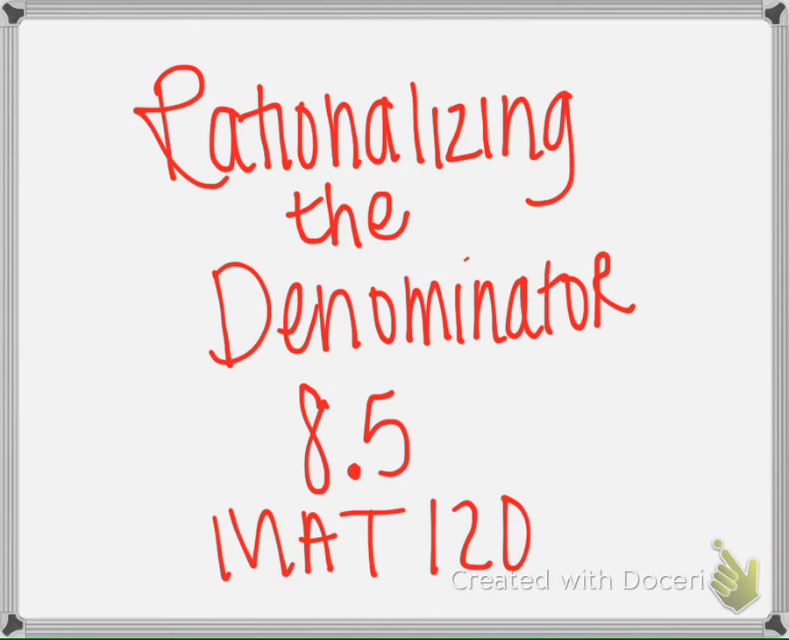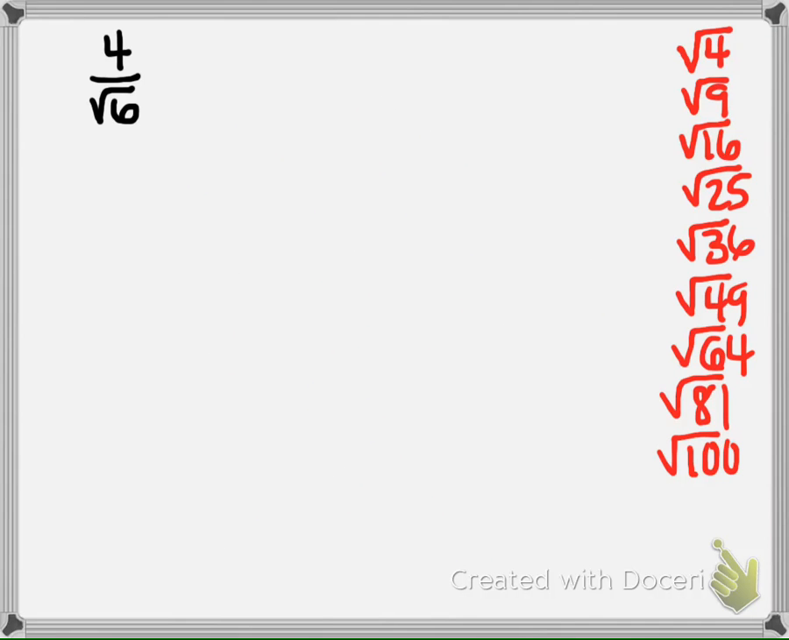In this section, we are asked to rationalize the denominator. Rationalizing the denominator means that we have a radical in the denominator and we cannot leave it there. So we have to think of what we can multiply by whatever radical is in the denominator. And if this is the square root of 6, I'm going to have the square root here.